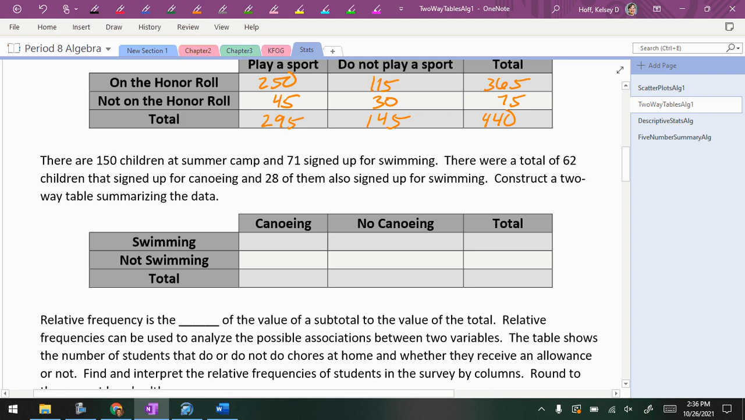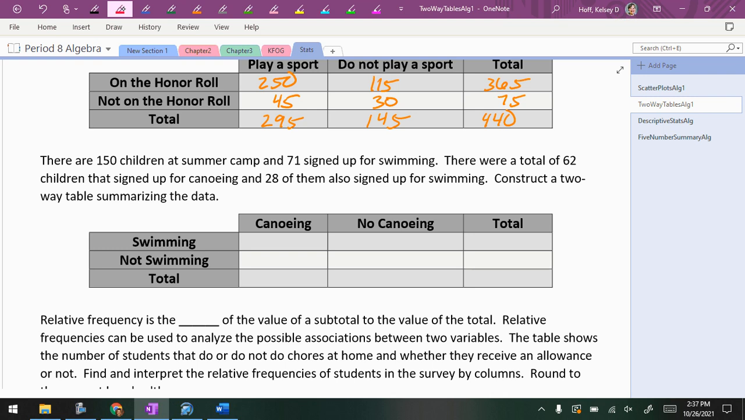There are 150 children at the summer camp, and 71 signed up for swimming. There were a total of 62 children that signed up for canoeing, and 28 of them also signed up for swimming. Construct a two-way table summarizing the data. Any ideas where some numbers go? Clearly, we're going to use 150, 71, 62, and 28.